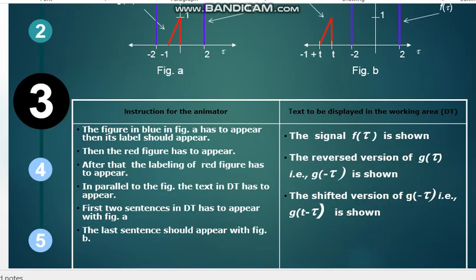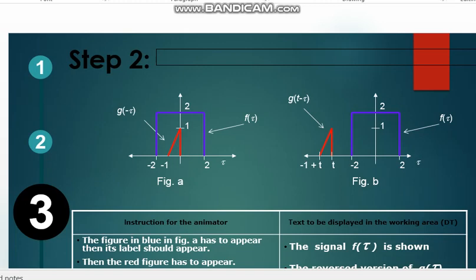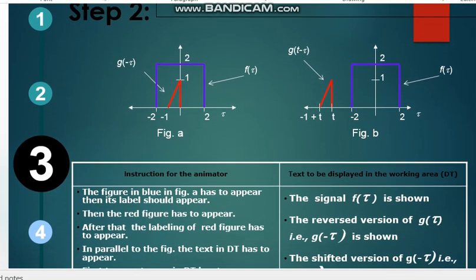The second step, when we got into the second step. Now you get this. First of all, we have to make sure that we travel from the first signal to another signal. So how can that be done? First of all, we have to find out f tau. What is f tau? Okay, f tau and the reversed version of g tau, g minus tau, is shown.